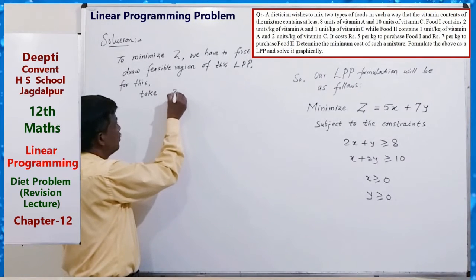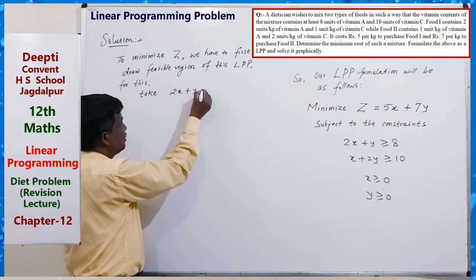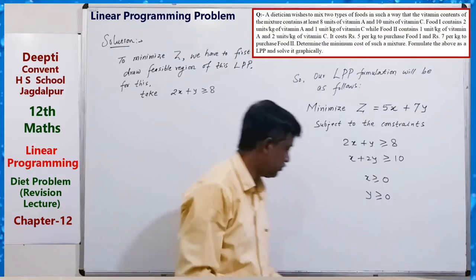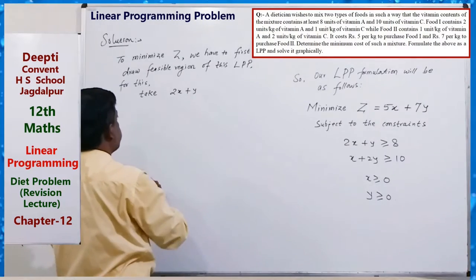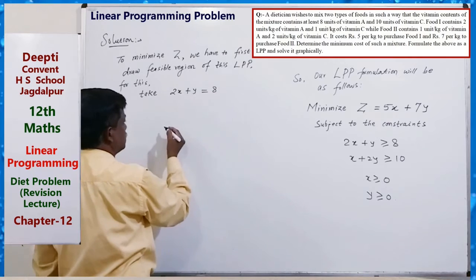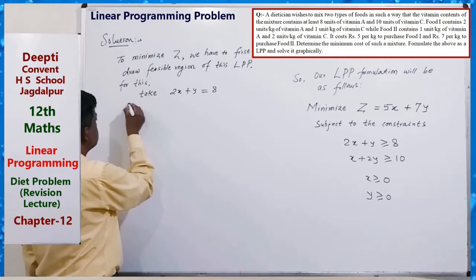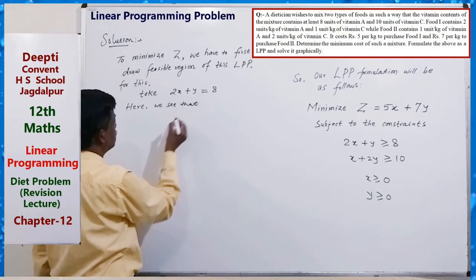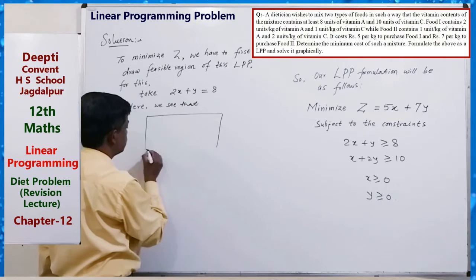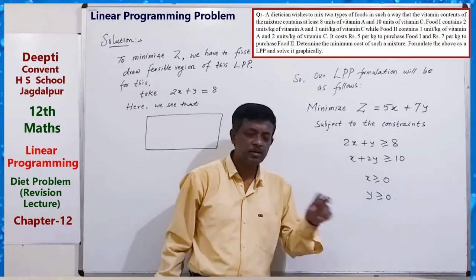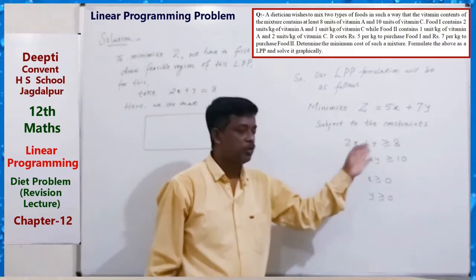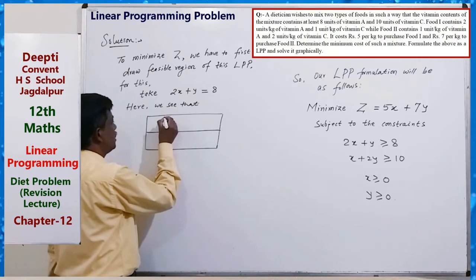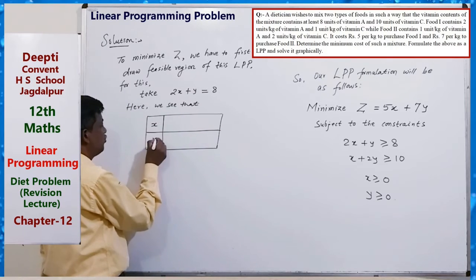First take 2x plus y is greater than or equal to 8. Just by taking this we can get a straight line, and for drawing a straight line we require 2 points. So take 2 points on this straight line, the value of x and the value of y.